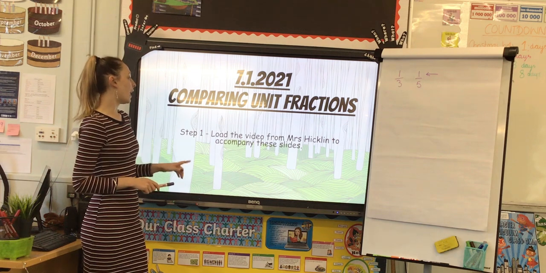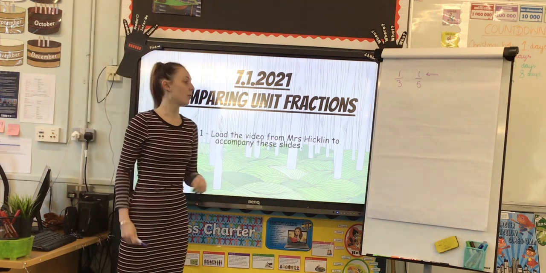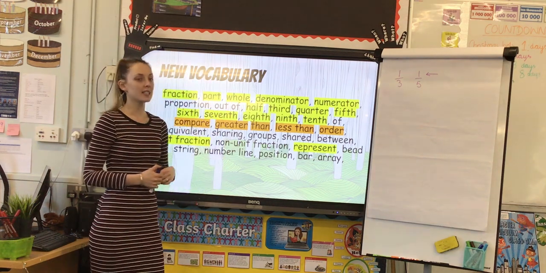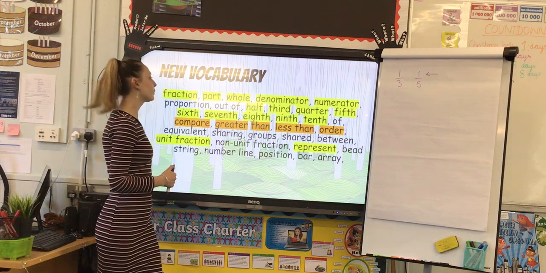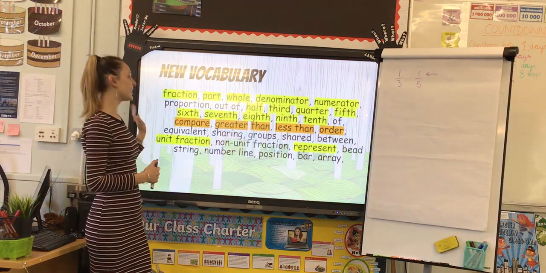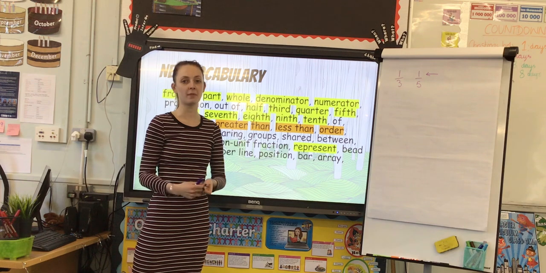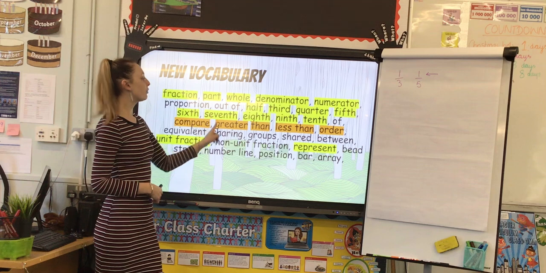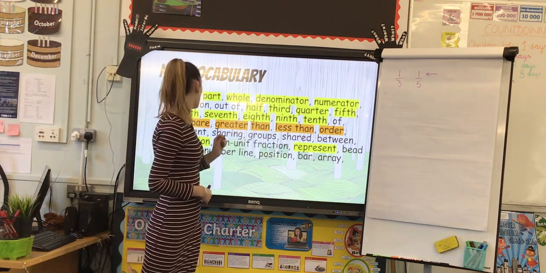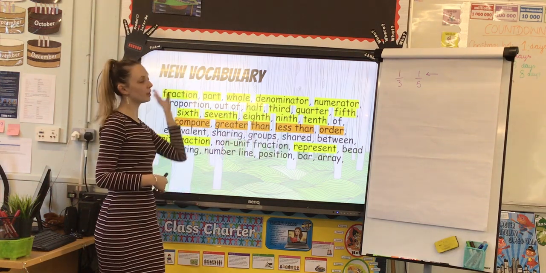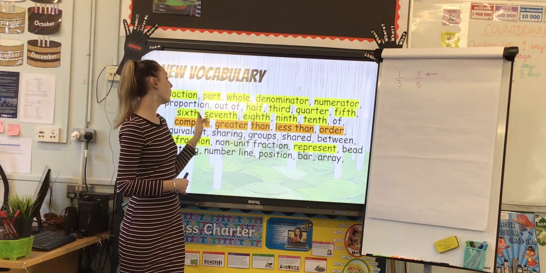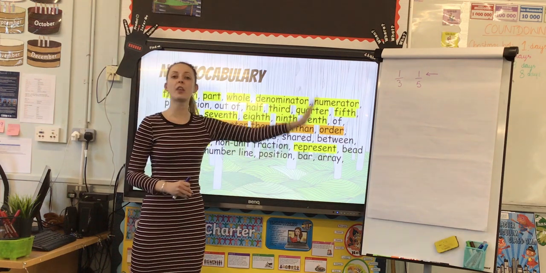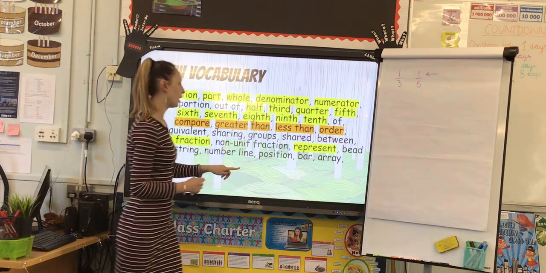So, this means you've already done step 1, you've loaded the video, welcome. So let's go over some of our new vocabulary. The newer words are now in orange. So all the words that were in yellow are words that you would have come across yesterday. So on top of that, we're building on that vocabulary now, and we're adding to compare, greater than, less than, and order. So we're still using all those words from the day before as well, but now we've got 1, 2, 3, 4 new words or phrases to add, and you'll figure out what those mean and how we use them as the lesson goes on.